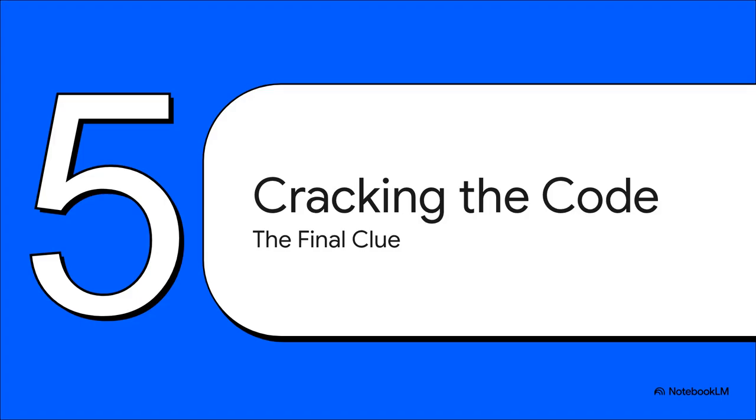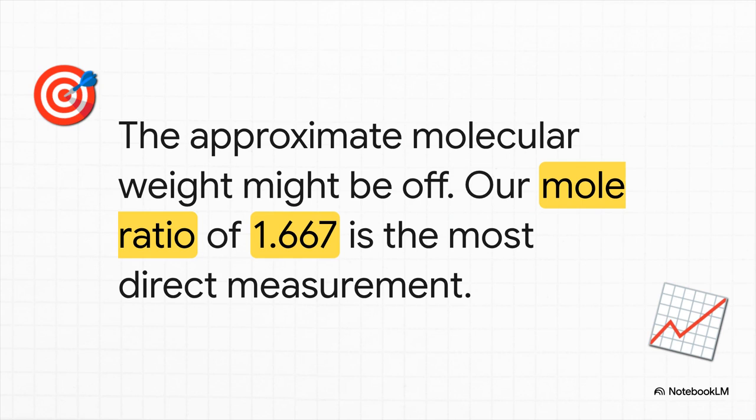Okay, this is where a good detective shines. When evidence conflicts, you don't give up. You reevaluate, you find the most reliable piece of information you have, and you press on. It is time to crack this molecular code once and for all. And here is the key, the approximate molecular weight. The key word there was approximate. It wasn't an exact number. But our mole ratio, that 1.667 we calculated directly from the combustion products, that is solid. That is our most trustworthy clue. So we're going to stick with that.